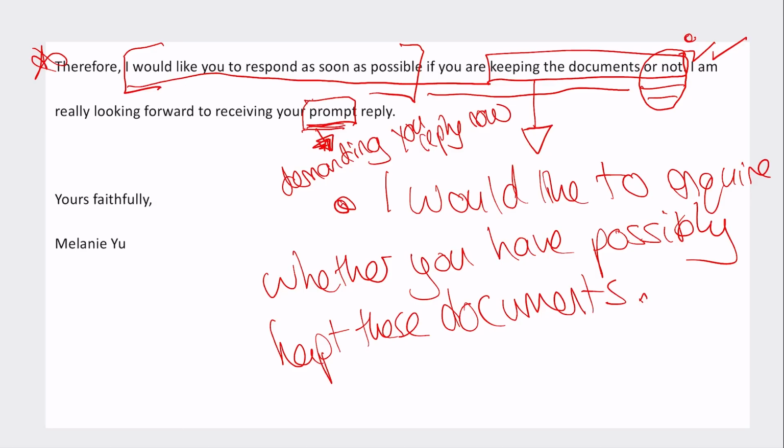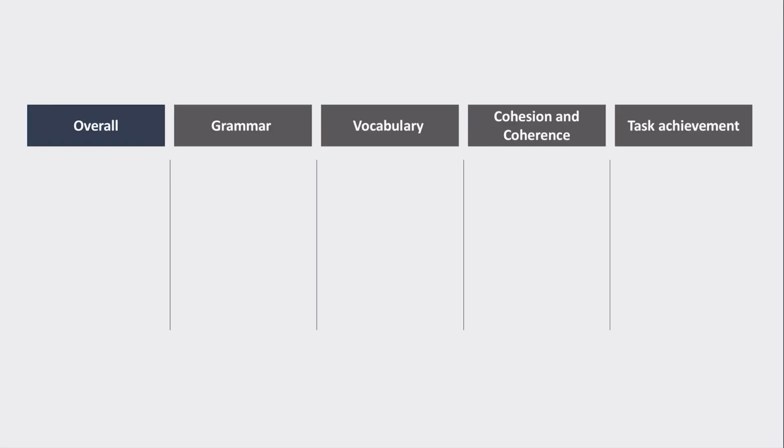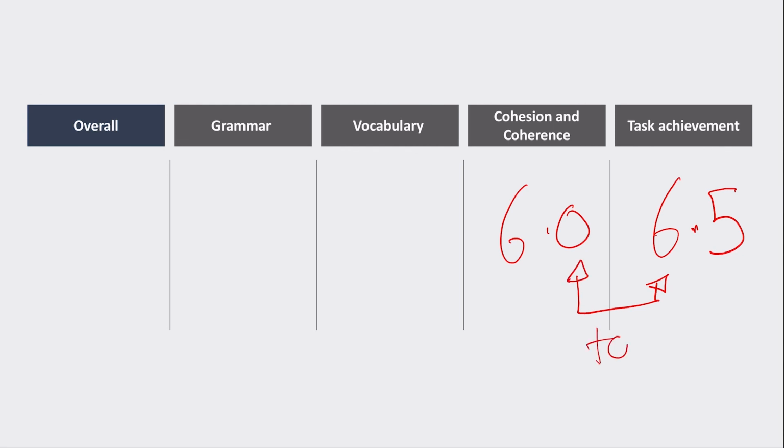Could she have gone into a little bit more detail of what she wanted the manager to do? She could have asked him to scan documents and send them to her. She could have given her contact telephone number so she could come by and pick them up or something like that. She could have expanded this section a little bit more. For sure, task achievement, I want to give it a 6.5. I think it was very good. Cohesion and coherence, again, I want to give a 6.0. I think these sections were mostly just let down by those 2 slightly off sentences, but overall the tone was good.